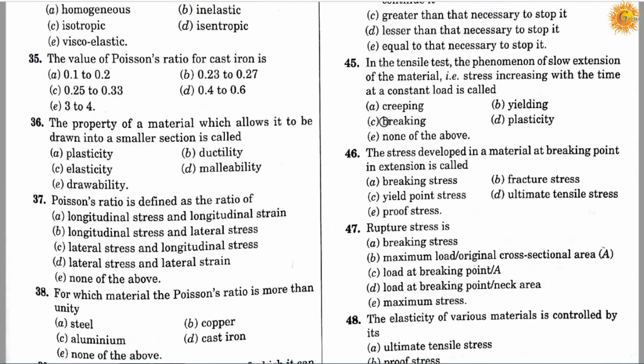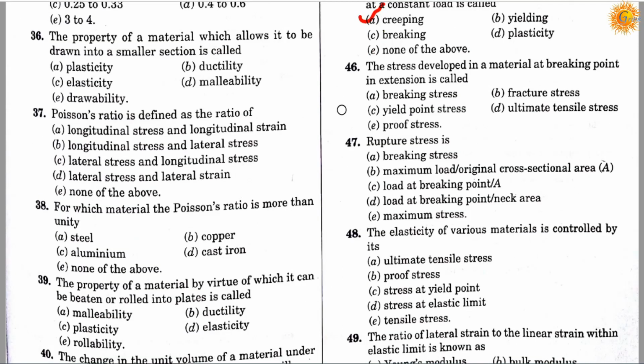Question number 45. In the tensile test, the phenomenon of a slow extension of the material, that is, strain increasing with time at a constant load, is called: option A, creeping; option B, yielding; option C, breaking; option D, plasticity; and option E, none of the above. So the correct answer is A, it will be creeping.